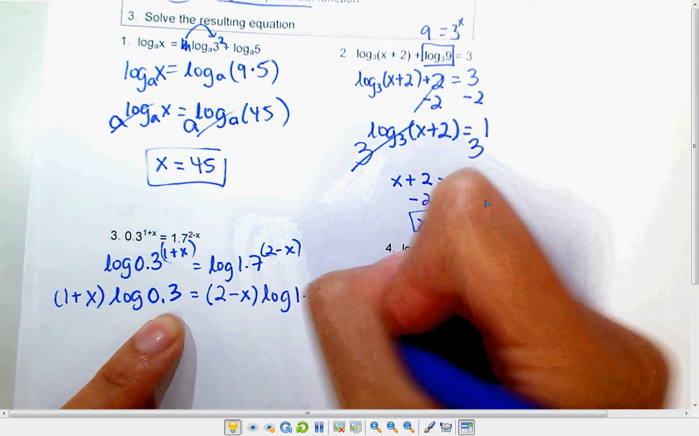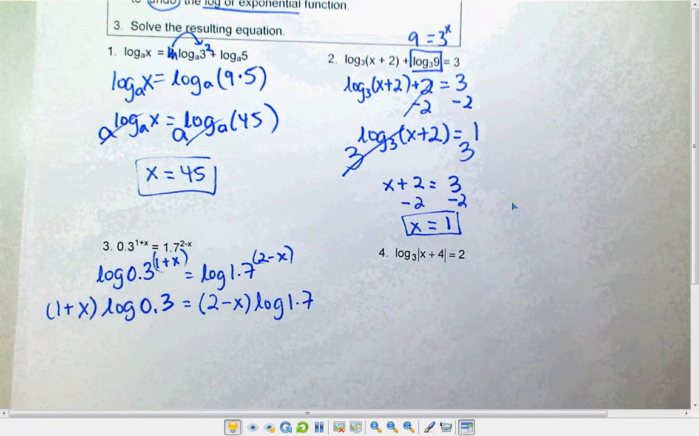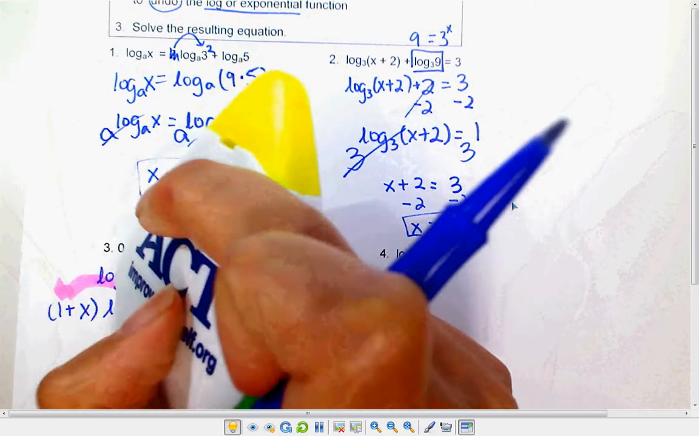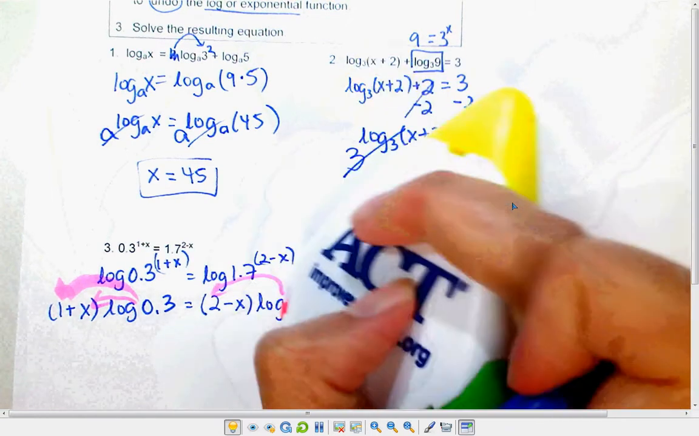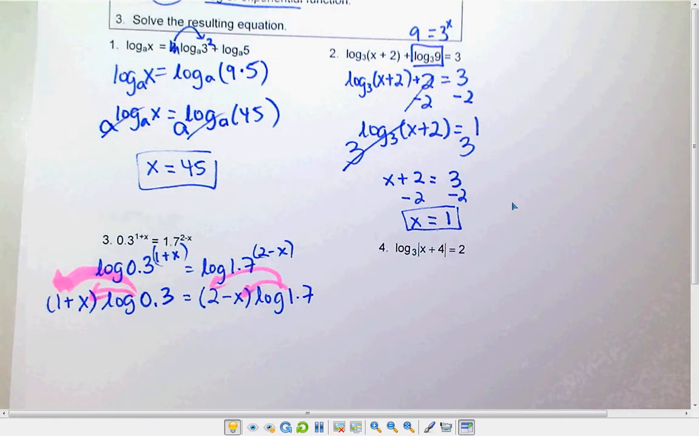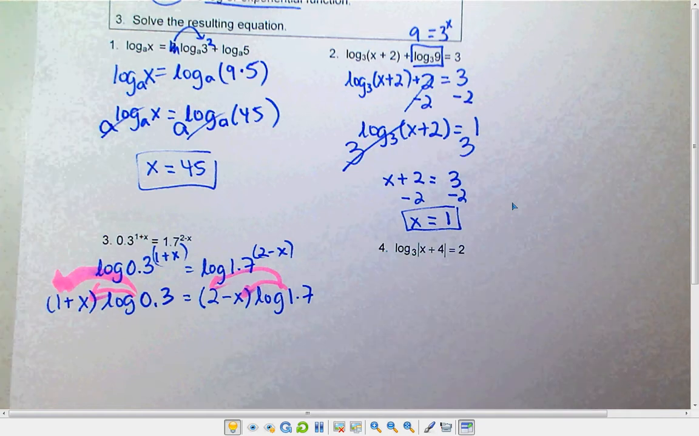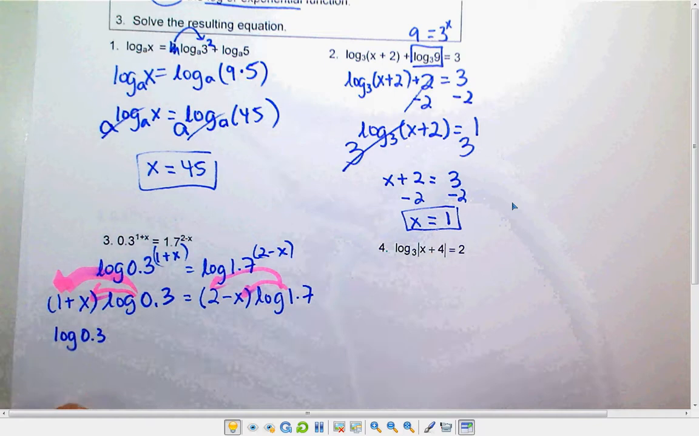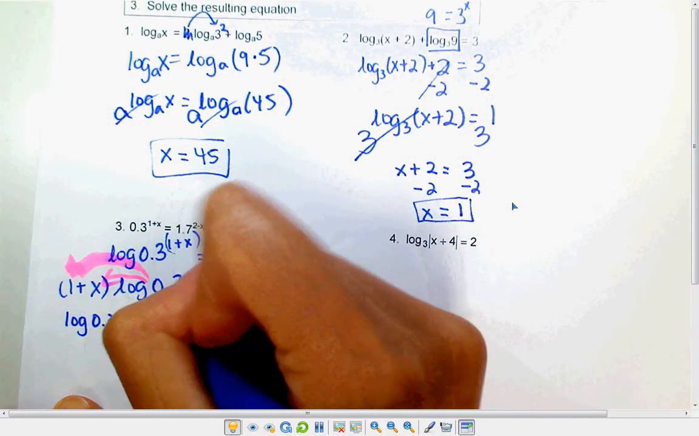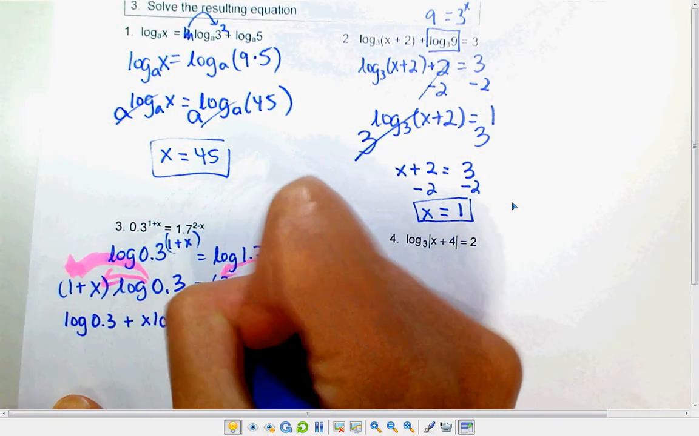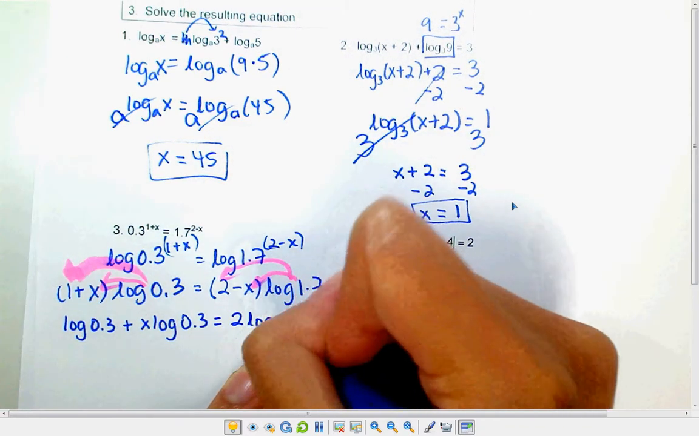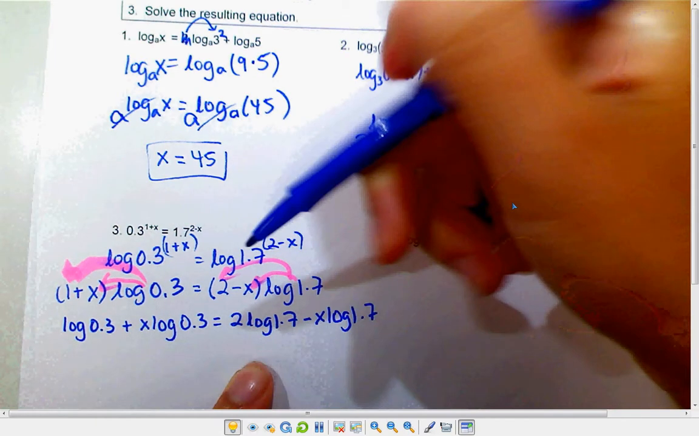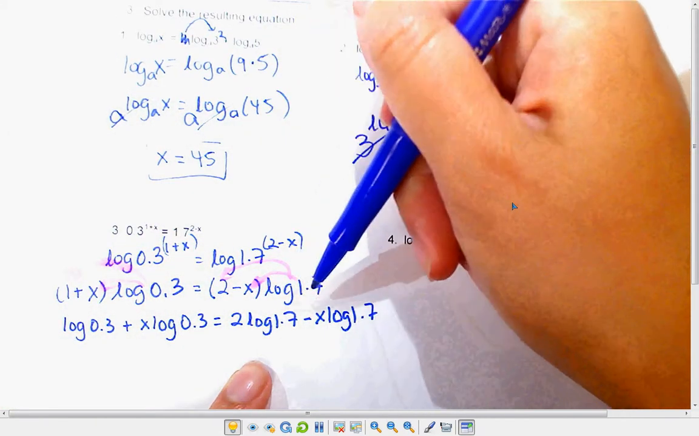So my next step, don't forget, it's really important that I am distributing my log to both the 1 and the x. And this log also goes to both 2 and minus x. When I distribute, it goes in front. So 1 times log of 0.3 is just log 0.3 plus x log of 0.3. Over here I have 2 log of 1.7 minus x log of 1.7. So again, be careful you're not actually multiplying the number by this number. The log and the 1.7 stay together.